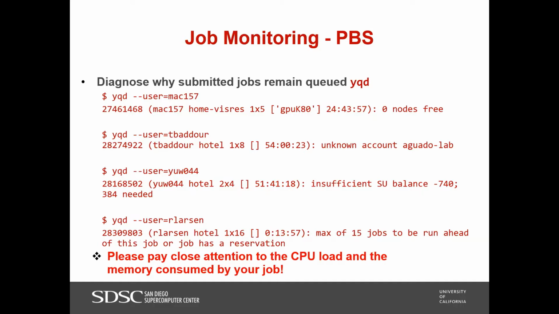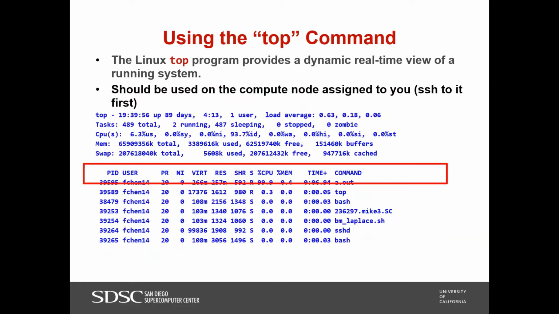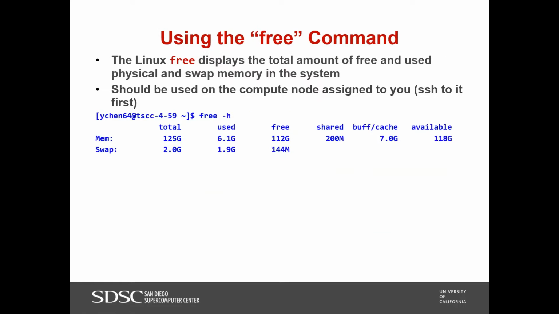Also about job monitoring, please pay close attention to the CPU load and the memory consumed by your job. Once your job starts, you can go to the compute nodes assigned to your job and run the top command there. You will then find the memory and CPU usage and some other useful information about your job. The same goes for the free command, which displays the total amount of free and used physical and swap memory on that compute node.